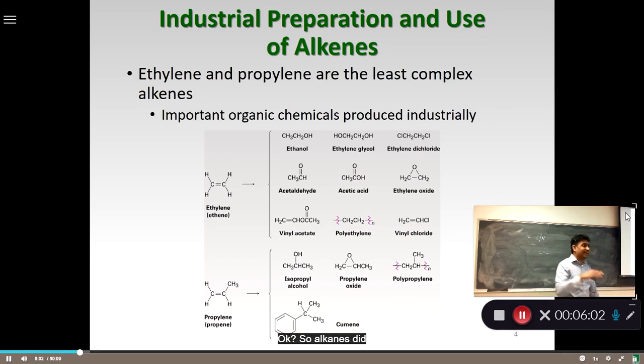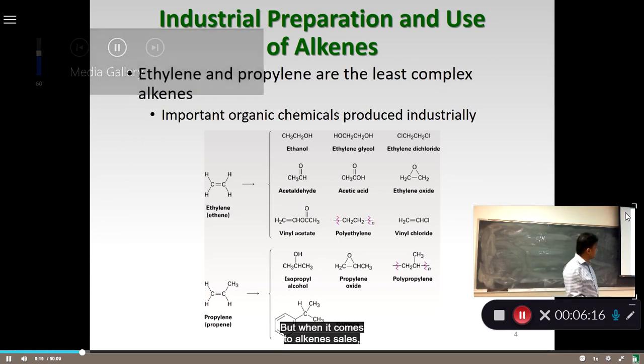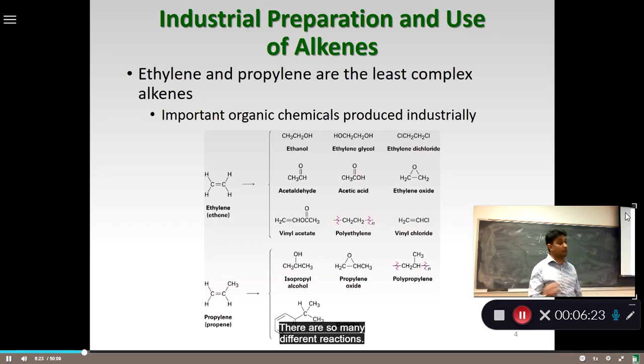Alkanes did not show many different reactions, right? The only reaction that we talked about in alkanes is the radical reaction with halogens. But when it comes to alkenes, since alkenes are an important starting material for many different organic compounds, there are so many different reactions for alkenes. Alkenes are much more reactive than alkanes, and therefore you can use alkenes as starting materials for many different organic compounds, especially things that are very important in organic chemistry.